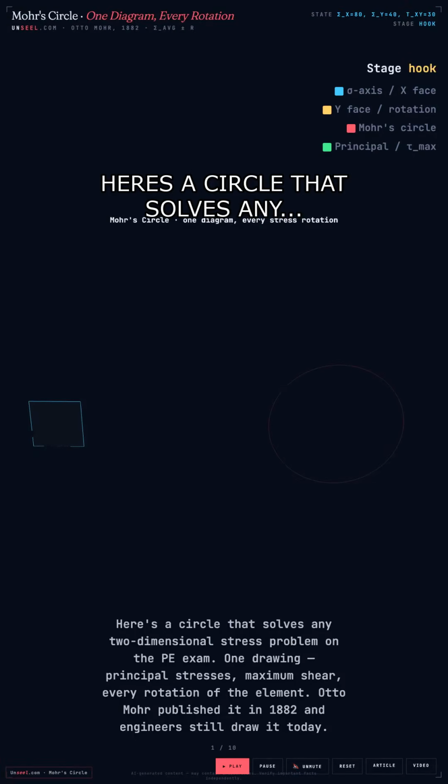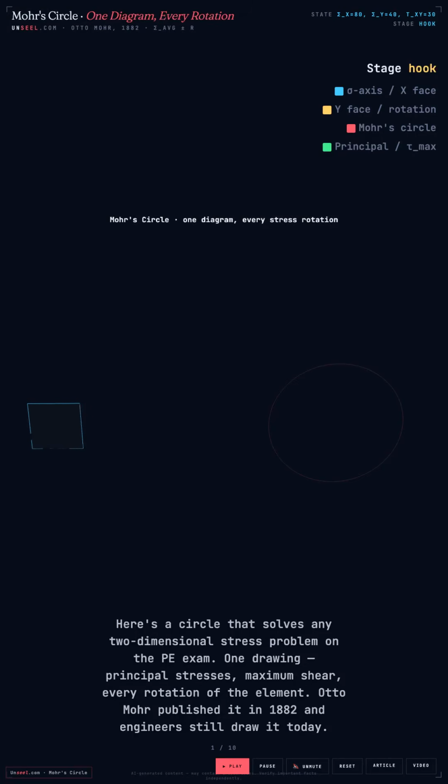Here's a circle that solves any two-dimensional stress problem on the PE exam. One drawing, principal stresses, maximum shear, every rotation of the element. Otto Mohr published it in 1882, and engineers still draw it today.